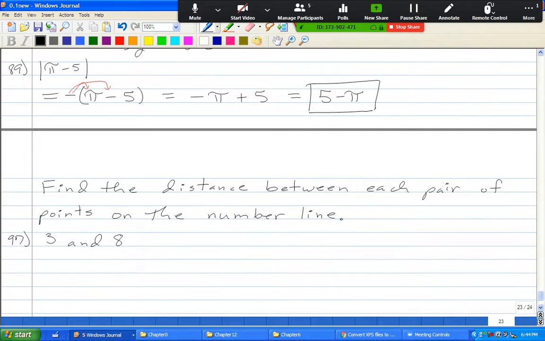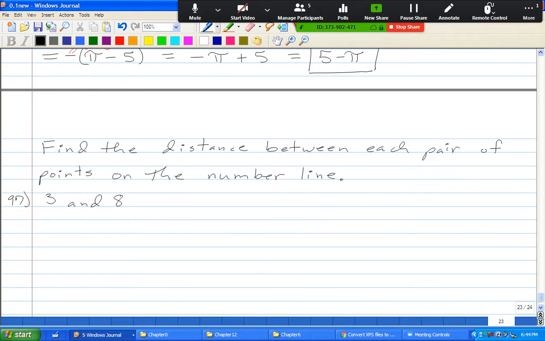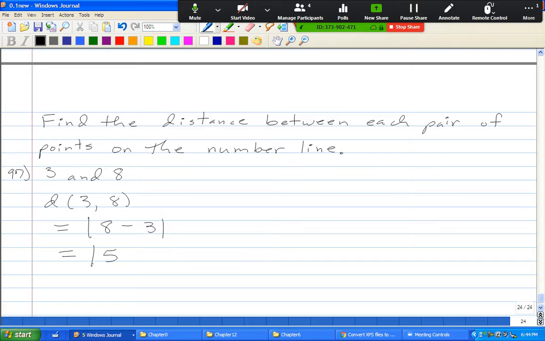Let me do problem number 97. Oh, then that'll be it. Find the distance between the pair of points on the number line. So I want to find the distance between 3 and 8. If we remember, the distance between A and B is just the absolute value of their difference. Well, 8 minus 3 is 5, and the absolute value of 5 is 5. And so that's the distance between these two numbers.